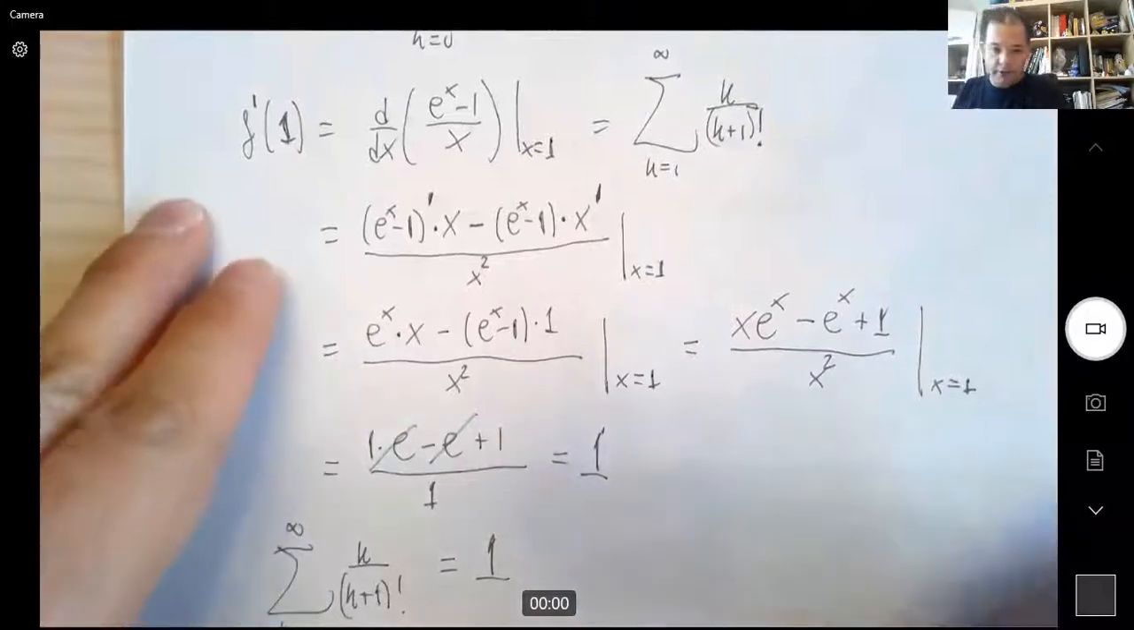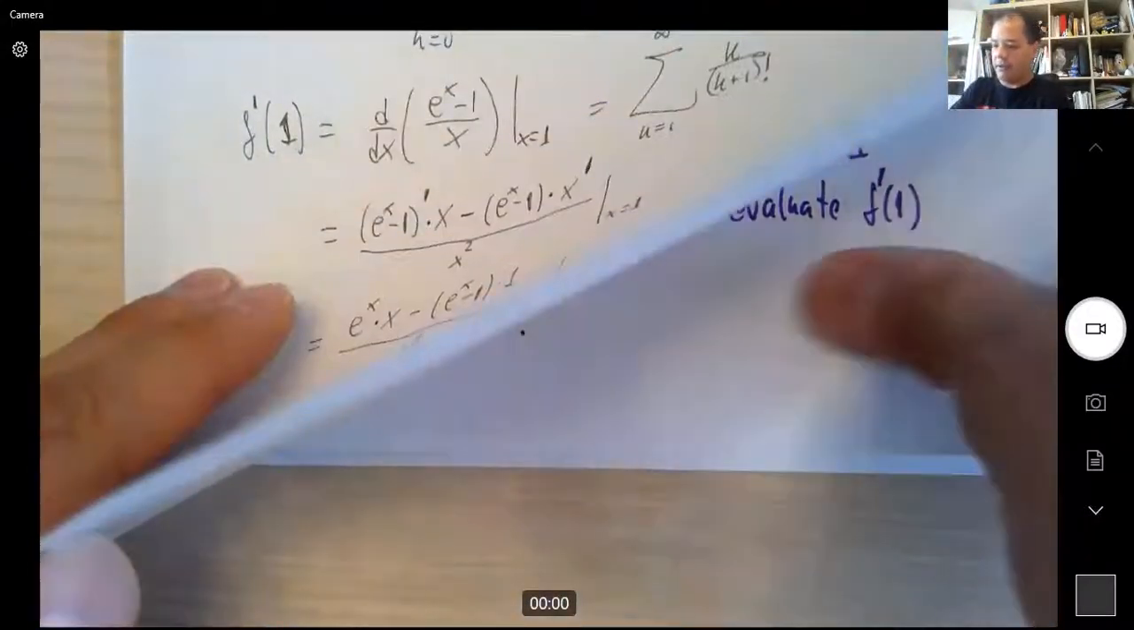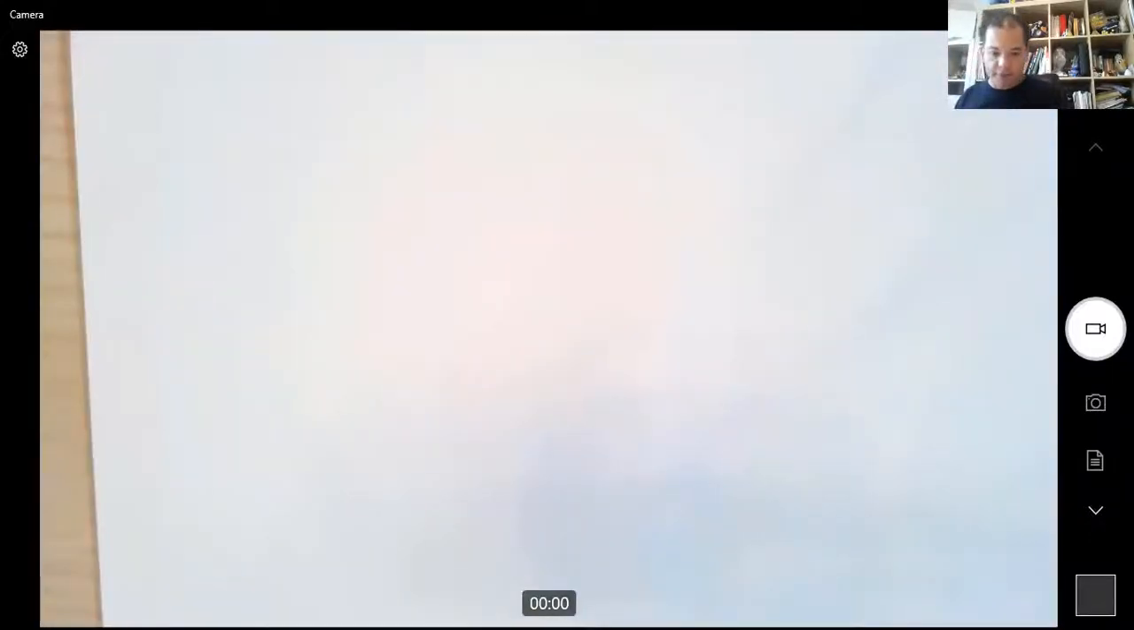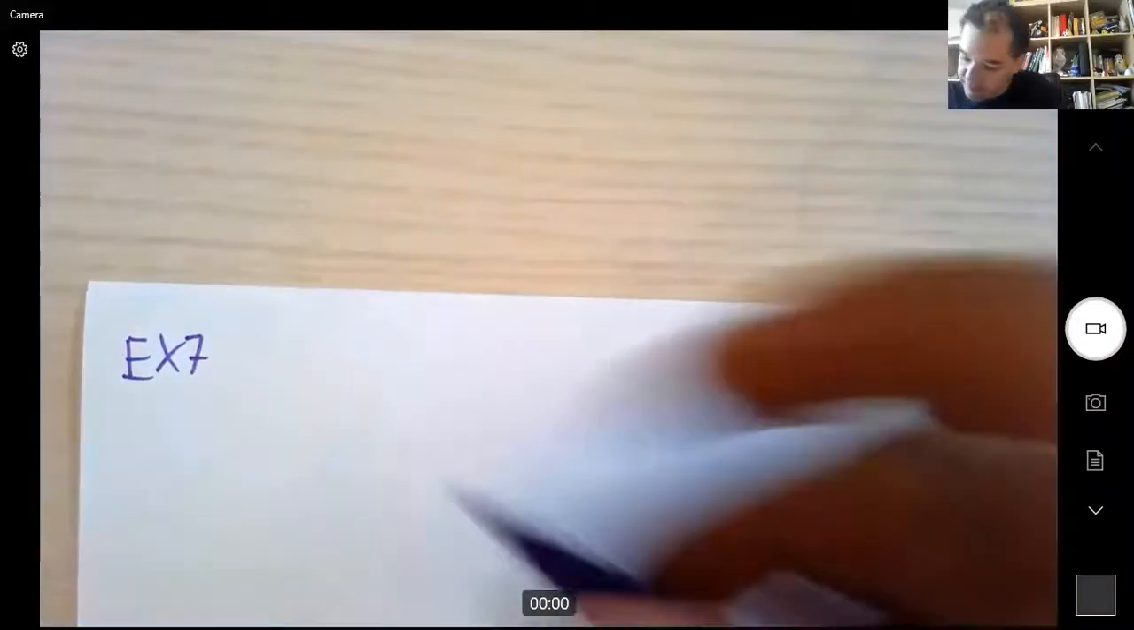Let me do one more. Let me do example 7, which I think is still important. And then we'll start the next section. So here's example 7. Example 7, it says, identify this series.